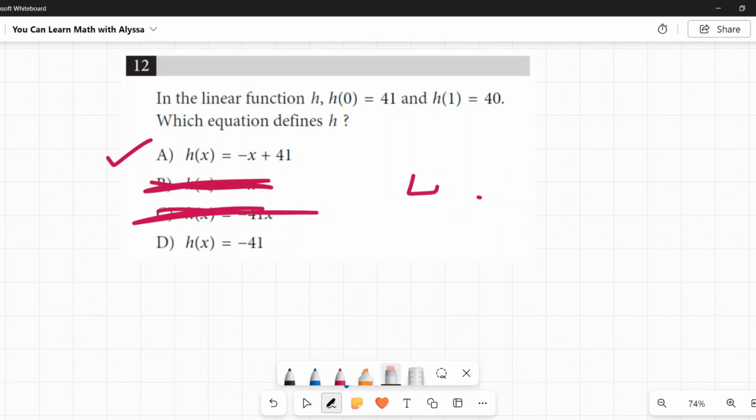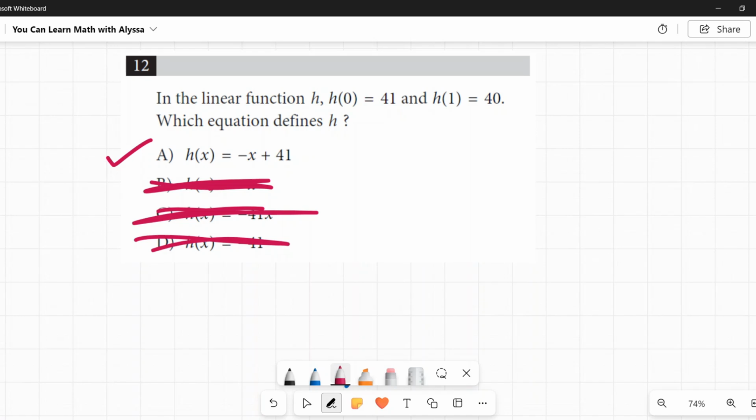Okay, rid of that. And last but certainly not least, h of x equals negative 41. When you see there are no x's there, it just means whatever number you put in, it's going to be negative 41. So if I plug 0 in, I'm going to get negative 41. Is that 41? No, it isn't. So D is out. I don't even have to do anything else. I'm going to, just to prove it to myself to make sure. But yeah, you already know A is your answer.